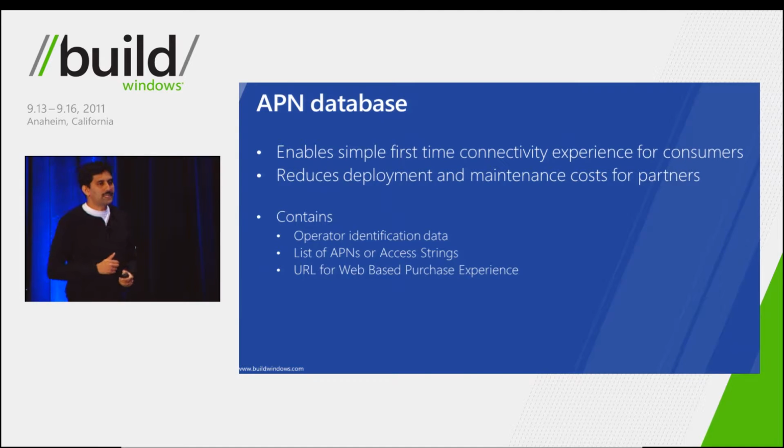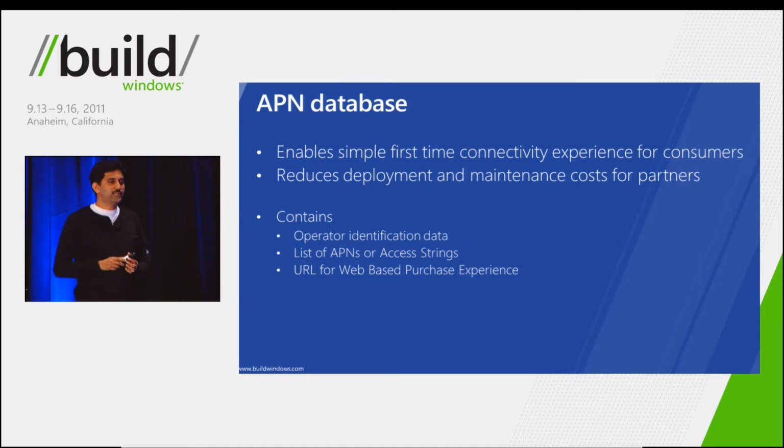Let's talk about the APN database. As all of you know, when a user tries to connect to a mobile broadband network for the first time, he has to supply the APN, or access point information. And this information is not easily available. Either the user has to go search on the internet and try to find this information, or if he can't find it on the internet, he has to make a customer service call, which is a very costly operation for the partners.